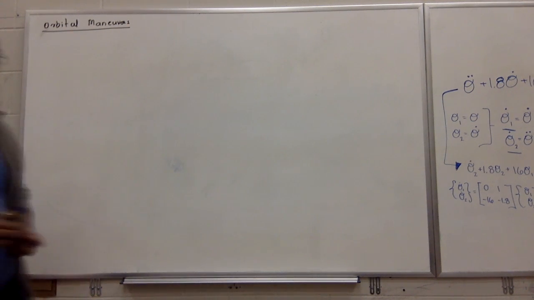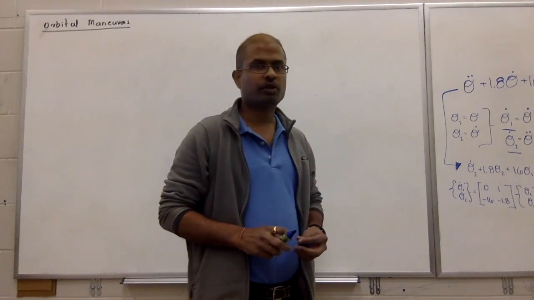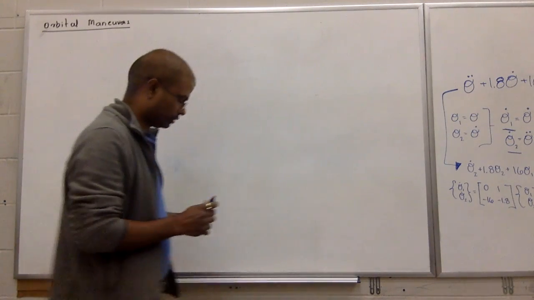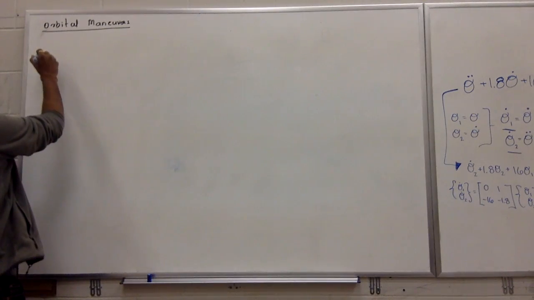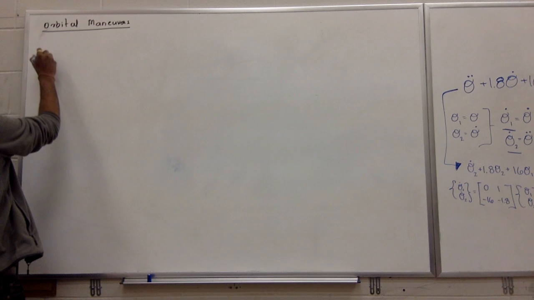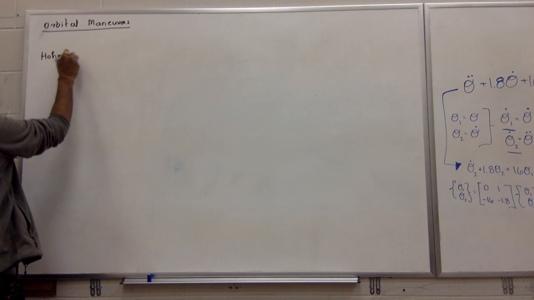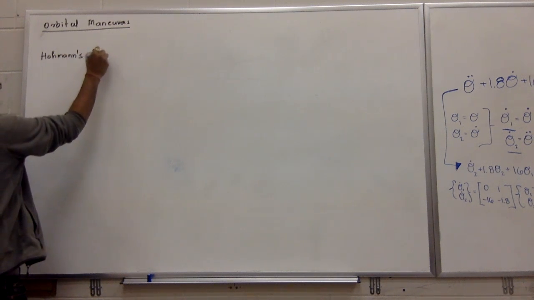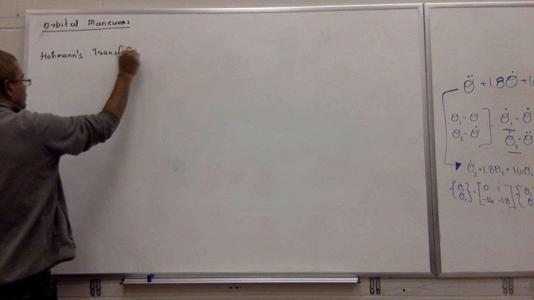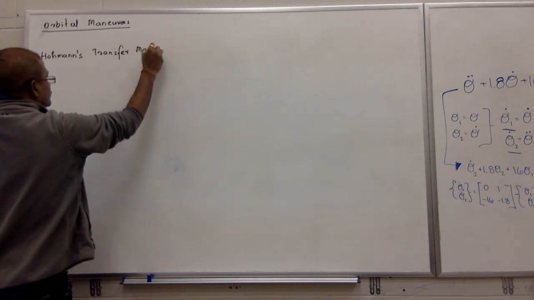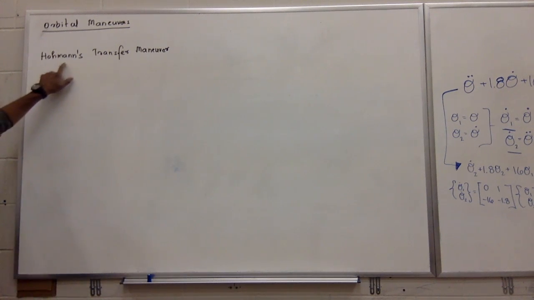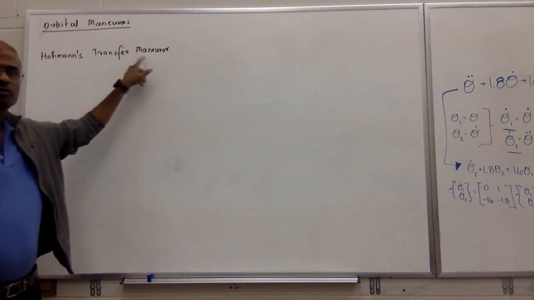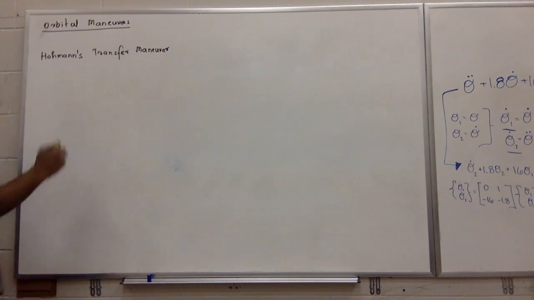So we talked about, last class, we talked about impulse maneuvers. I want you to understand, it's called the Hohmann's transfer maneuver. Okay.